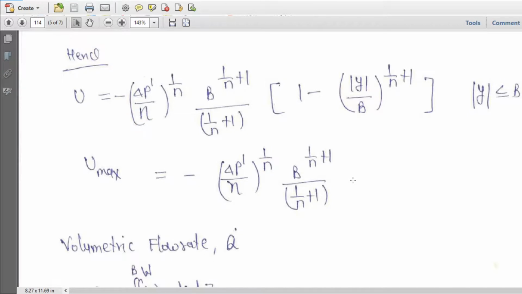So hence your velocity expression can be given by u equal to minus delta p dash upon eta to the power 1 by n, b to the power 1 by n plus 1, upon 1 by n plus 1, bracket 1 minus mod of y divided by b to the power 1 by n plus 1, where mod of y is less than or equal to b. Maximum velocity at y equal to 0 is minus delta p dash upon eta to the power 1 by n, b to the power 1 by n plus 1, upon 1 by n plus 1.